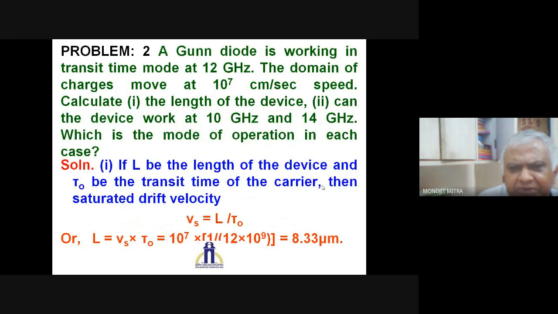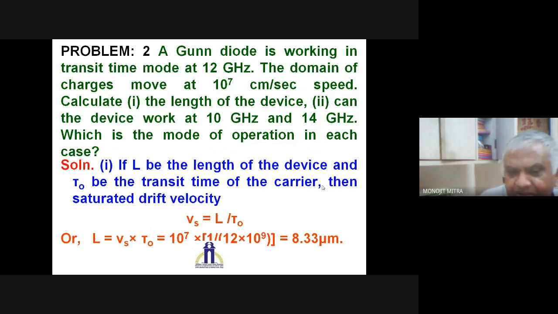And the last problem is a Gunn diode working in transit time mode at 12 gigahertz. The domain of charges at 10 to the 7, this is the velocity of the charge carriers which are moving from lower valley to the upper valley. Calculate the length of the device, and can the device work at these two frequencies, which is the mode of operation in each case. So let's see, number one is the active length.